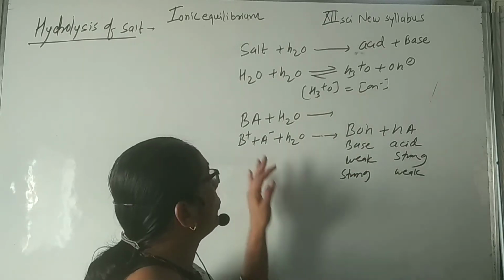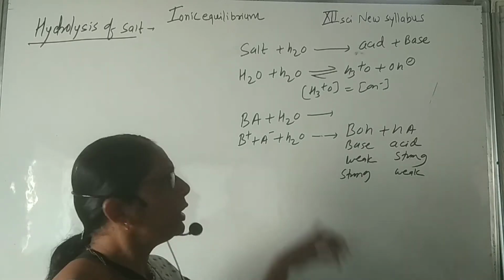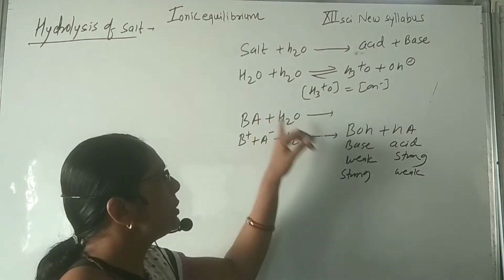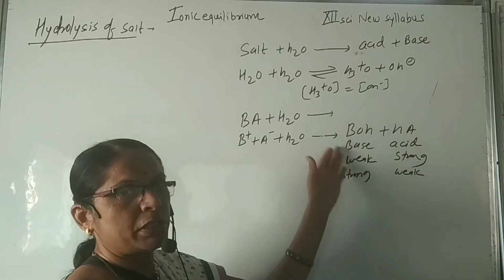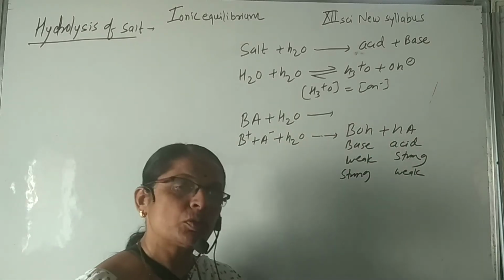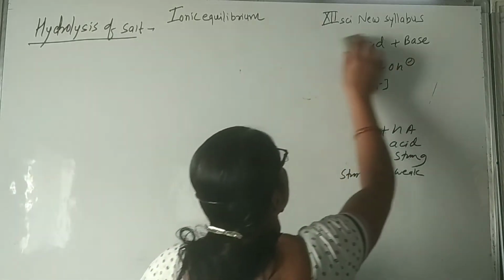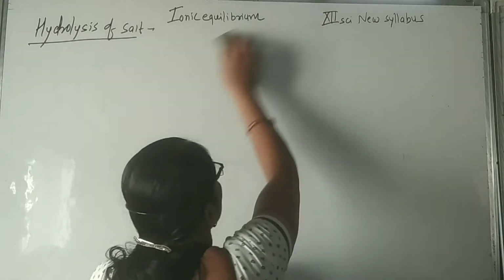Okay. So what is the process of hydrolysis? Hydrolysis is the process in which the cation or anion of the salt reacts with the water to produce either acidity, basicity, or neutrality of the solution, and that process is called the hydrolysis of the salt.